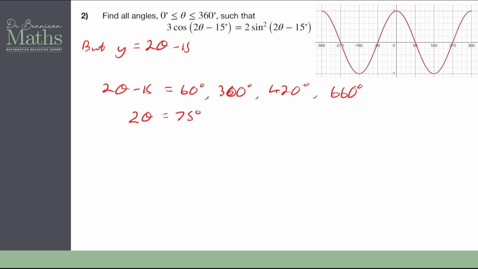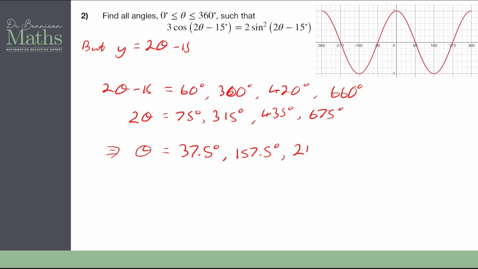So I can add 15 degrees to all of those. 75 degrees, 315 degrees, 435 degrees, and 675 degrees. Therefore, giving my 4 possible solutions for theta being 37.5 degrees, 157.5 degrees, 217.5 degrees, and 337.5 degrees. So there's 4 possible solutions in the range theta between 0 and 360.